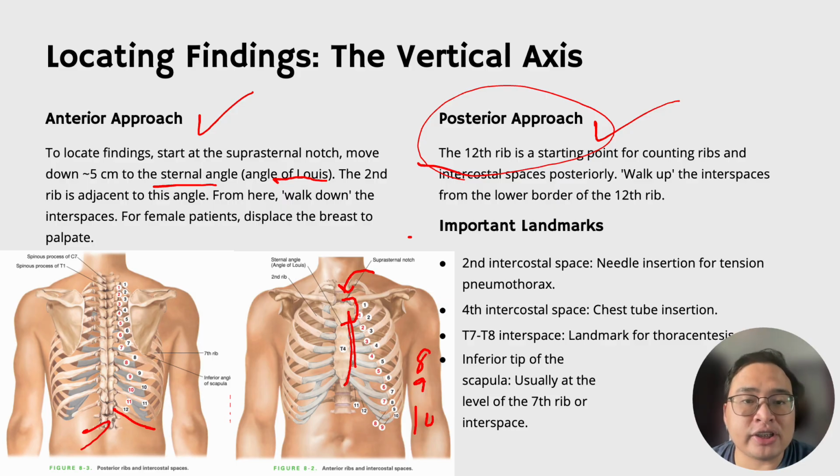The fourth intercostal space, on the other hand, is used for a chest tube. So for example, if there's a hemothorax and you need to drain it so the patient will be able to breathe, you need to insert it at the fourth intercostal space. Okay? T7 and T8 interspaces are the landmark for thoracentesis. For example, if the patient has fluid in their lungs, in their pleura, and you need to drain it, you need to perform thoracentesis at T7 and T8 interspaces. And lastly, the inferior tip of the scapula is usually at the level of the 7th rib or interspace.